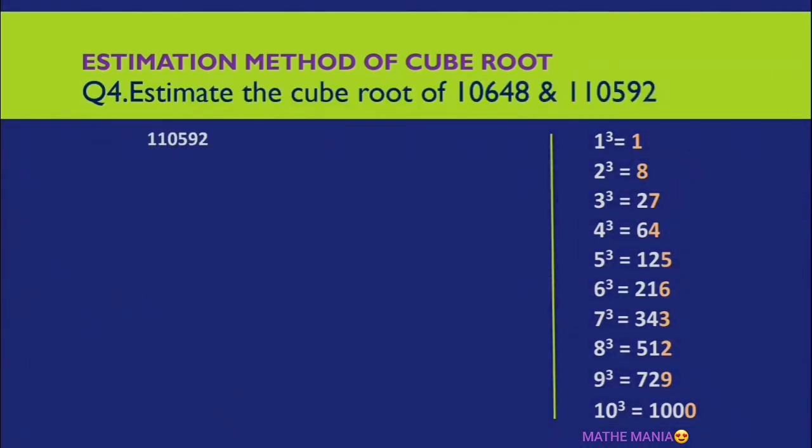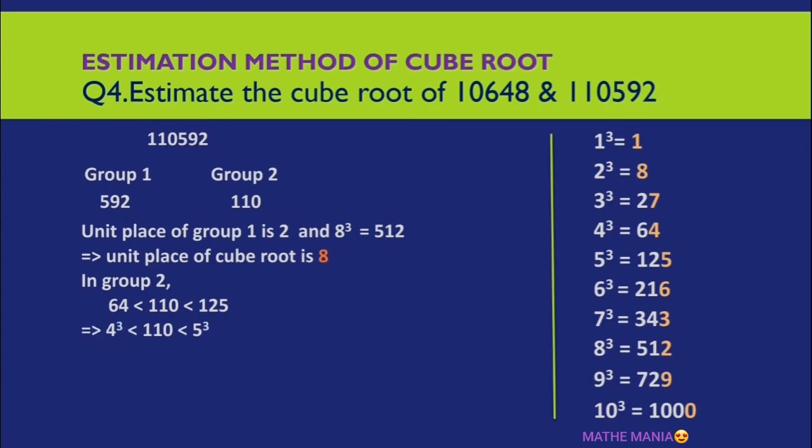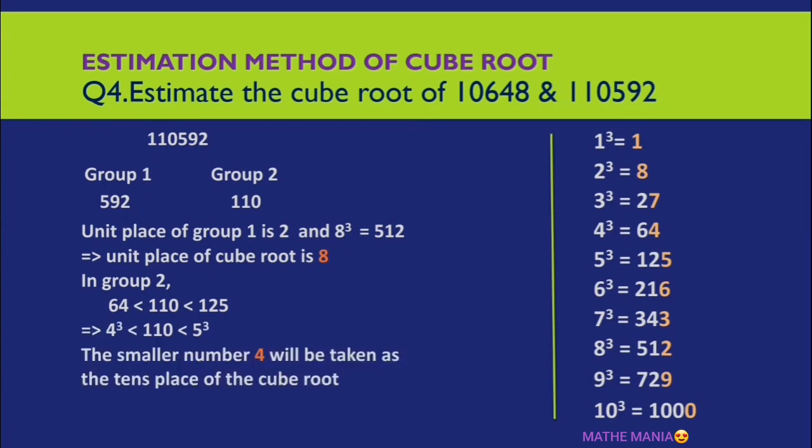Now the second number. On dividing it into groups of 3, we get that the first group is ending with 2. As per our list, 8 cube ends with 2, and so 8 will be the unit place of the cube root. The second group contains the number 110, which lies between 64 and 125, which are cubes of 4 and 5, and so we will take the smaller number 4 as the tens place of the cube root, which means the cube root of the given number is 48.